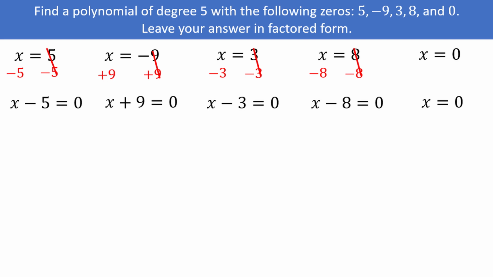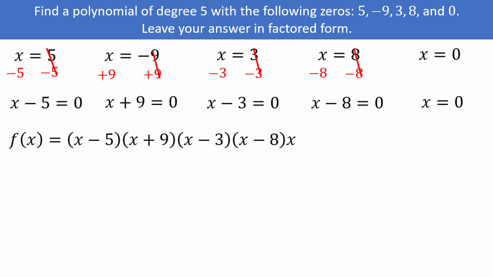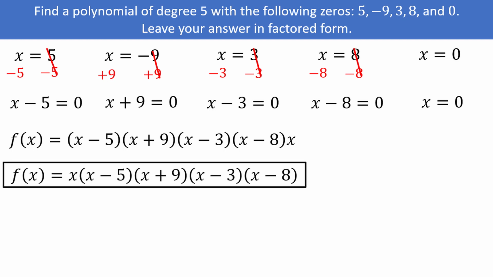We can write these all together as the function f of x is equal to x minus 5 times x plus 9 times x minus 3 times x minus 8 times x. More typically, if there is a term with x to the first power by itself, it will be written out front like this. Thankfully, the problem allows us to leave our final answer in factored form. Otherwise, you would need to do quite a bit of foiling and distributing to get this into polynomial standard form.